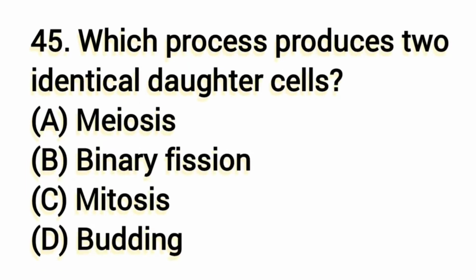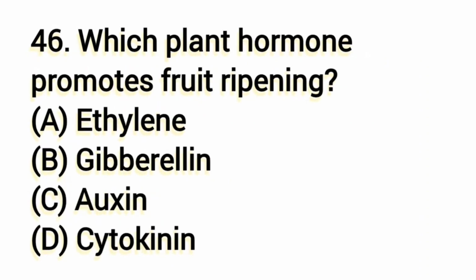Liver. 45. Which process produces two identical daughter cells? A. Meiosis. B. Binary fission. C. Mitosis. D. Budding. Answer is C. Mitosis. 46. Which plant hormone promotes fruit ripening? A. Ethylene. B. Gibberellin. C. Auxin. D. Cytokinin. Answer is A.